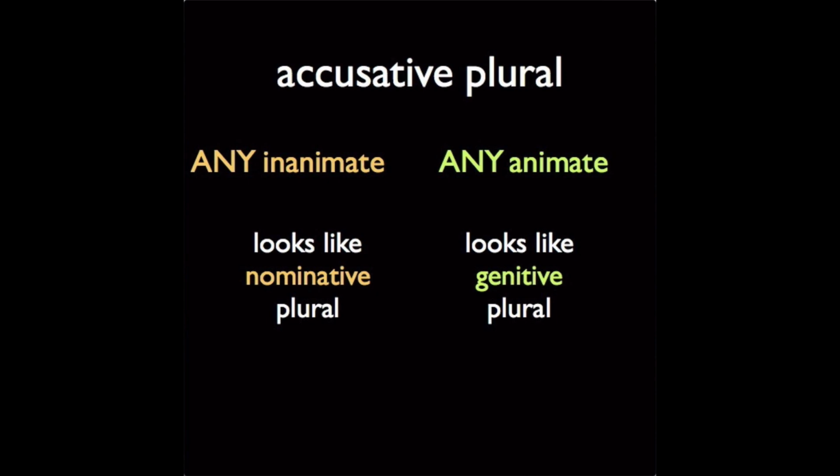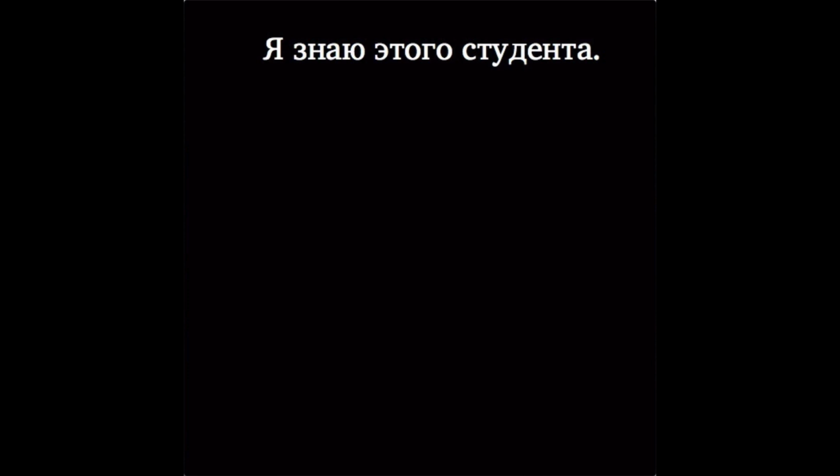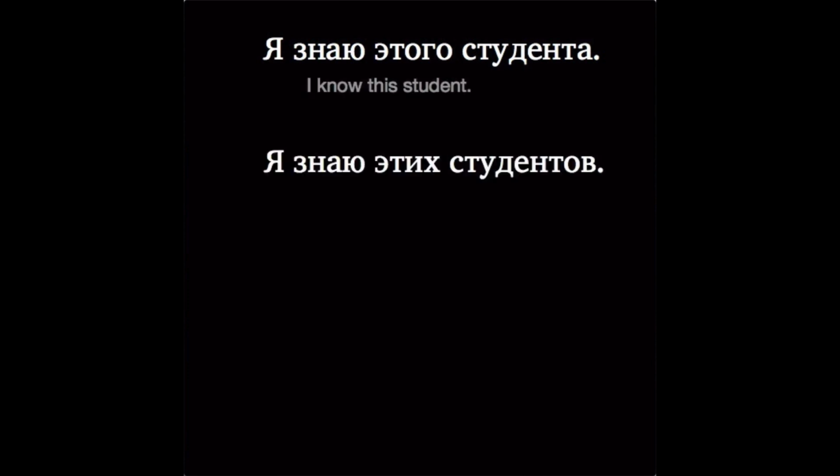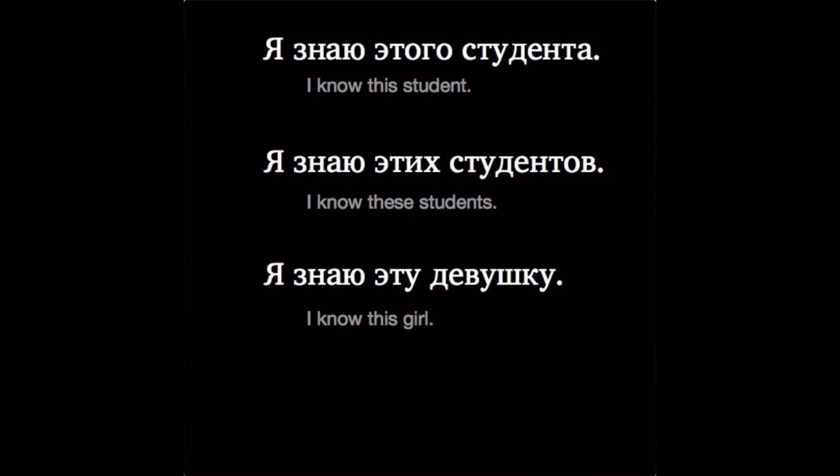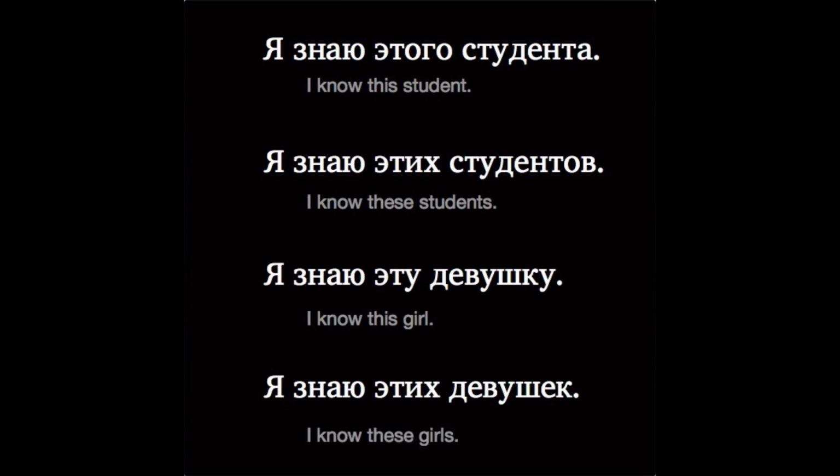I admit, it's kind of hard to explain this in a way that doesn't make people's eyes glaze over, so you may just want to memorize some examples, like Я знаю этого студента. Я знаю этих студентов. Я знаю эту девушку. Я знаю этих девушек. Look carefully at these examples and be sure that you can explain to yourself or to a friend why you see the endings that are used here.